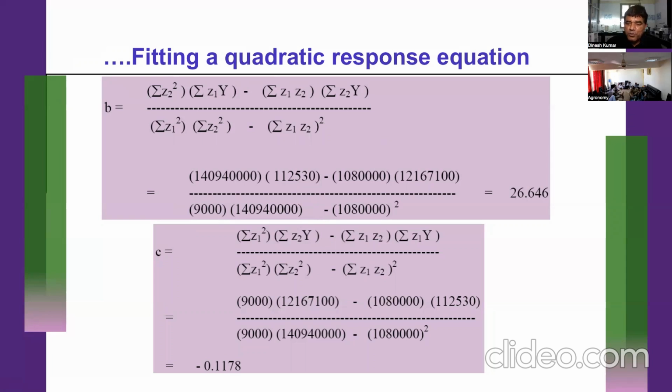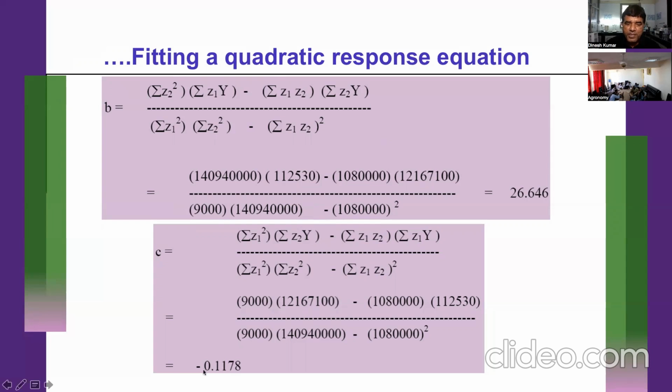And friends, we should do calculations manually if we want to keep our brain active. Otherwise, it will become inactive. I suggest you not use a calculator. Rather, we should use pen and pencil to make big calculations. Then C can be calculated by putting in these values.